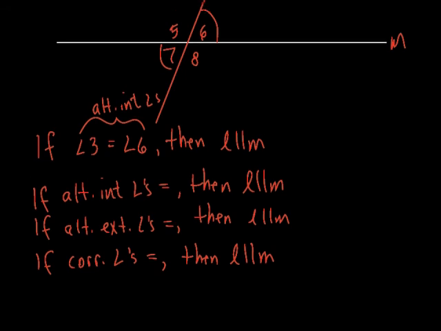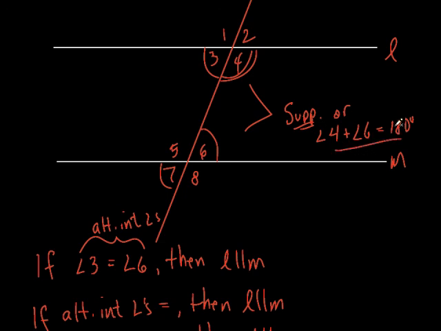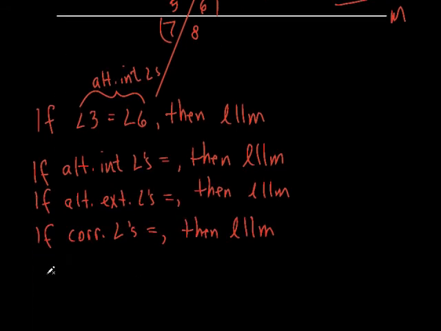Let's do one more. What about 4 and 6? If they're supplementary, right. Angle 4 plus angle 6 make a line, or 180 degrees, right. So if they're supplementary, or if they add up to 180, then if those two angles are supplementary, what do you think might be true about those two lines?